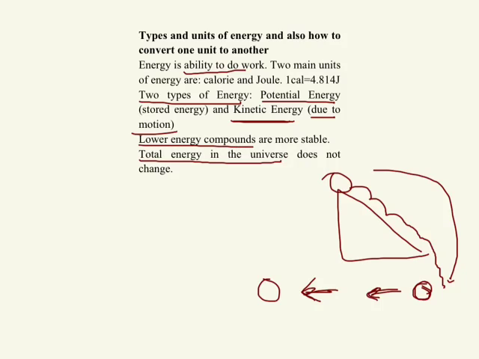Also, lower energy compounds are more stable. For example, the energy stored in the ball, or let's say, take another example, in the bond. So here, the energy stored in the bond is the potential energy. Now, lower energy compounds are more stable. We're going to take a lot of examples on that. But keep in mind, a compound with a lower potential energy is more stable than a compound with higher potential energy.